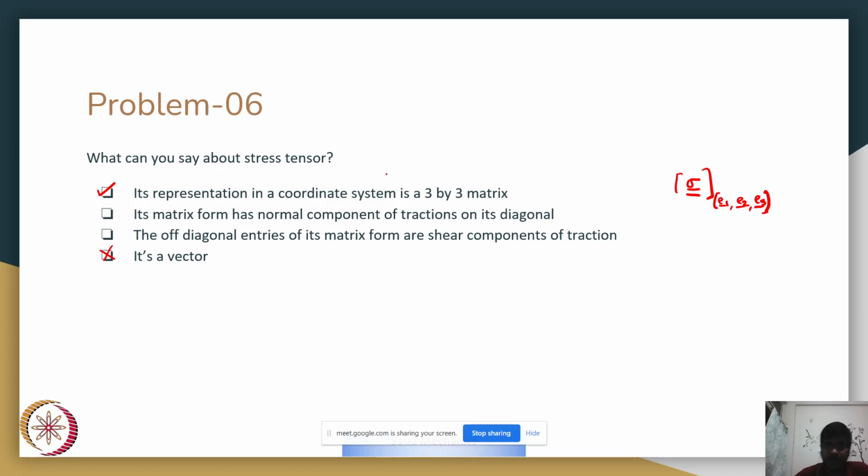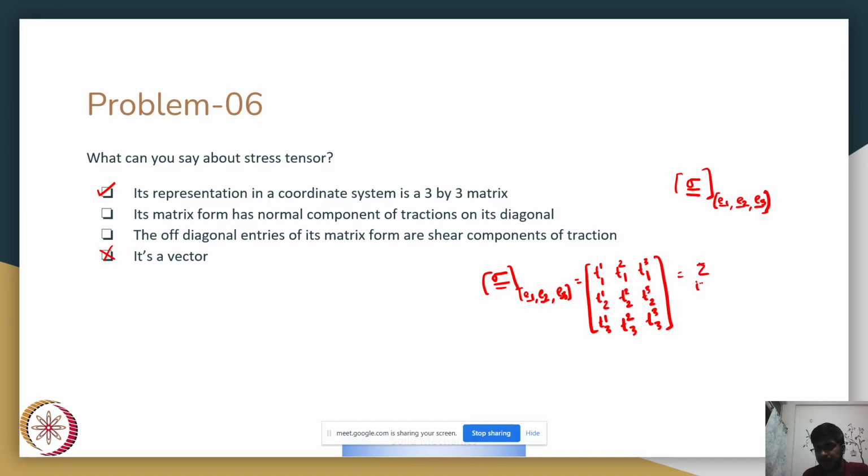Then, if you guys remember how we write it in matrix notation, this comes from, if you have three planes, you just do t_i first.